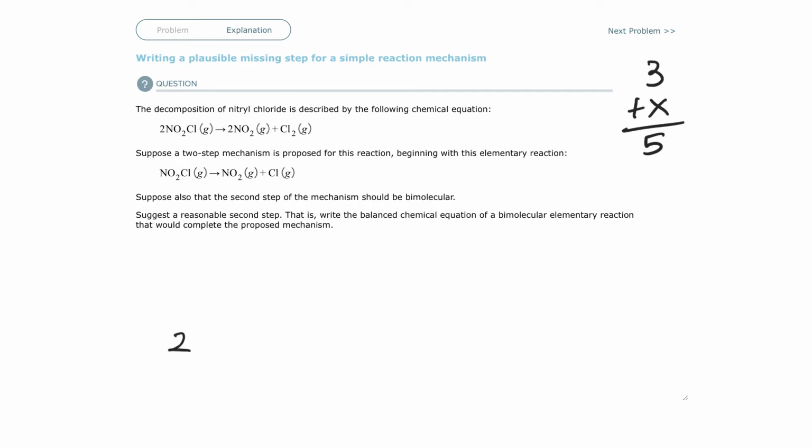I'm going to write 2 NO2Cl, and make sure you have the physical states. 2 NO2 plus Cl2.